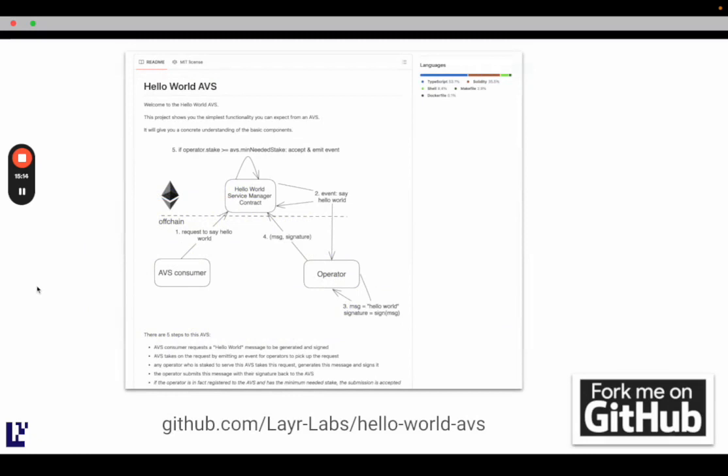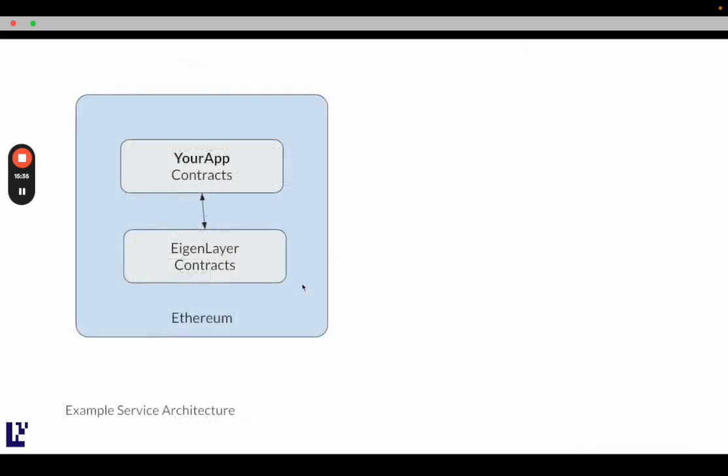So the first step is to visit our Hello World AVS on github.com, fork this project. This is a very lightweight example of what we're going to go through today, which is writing messages from off-chain to on-chain, and the message signatures that come from the operators associated with it. So it's got a lot of the stitching and the code already available. And then we'll modify this in this example today to show you the demo.